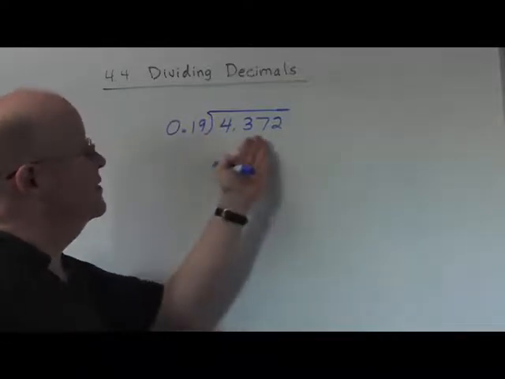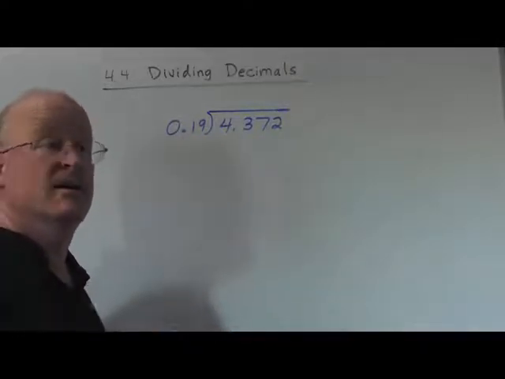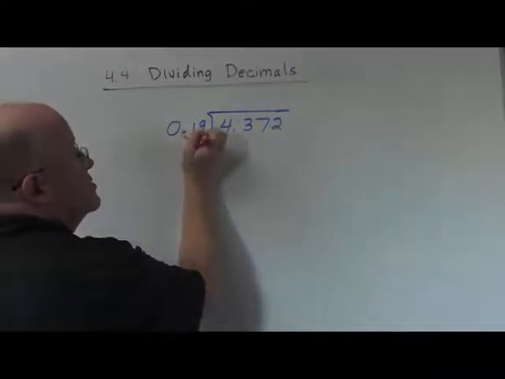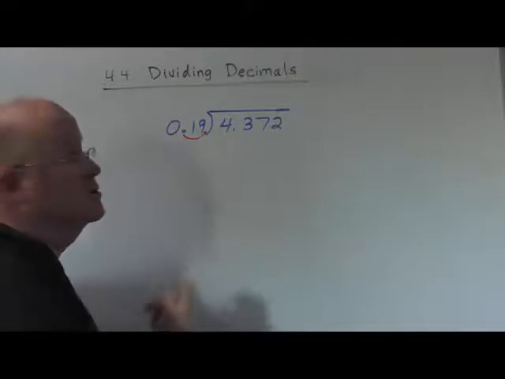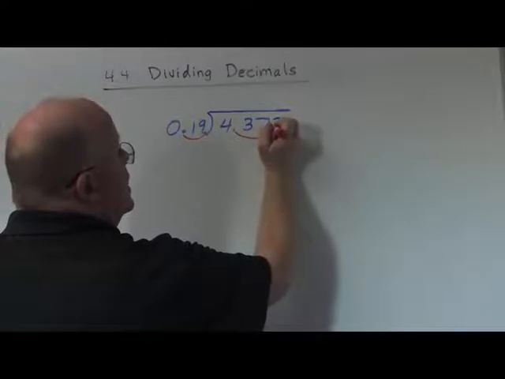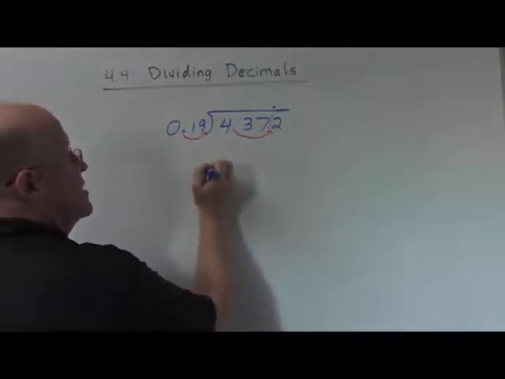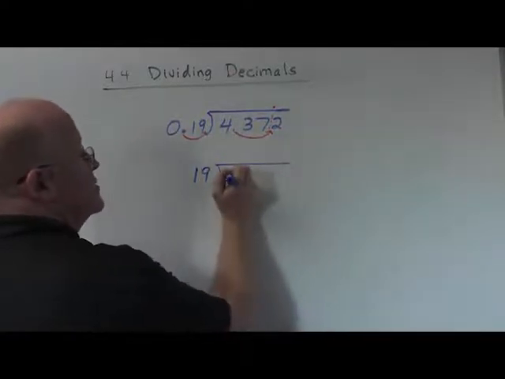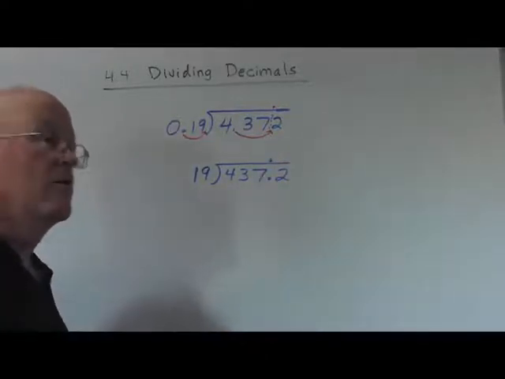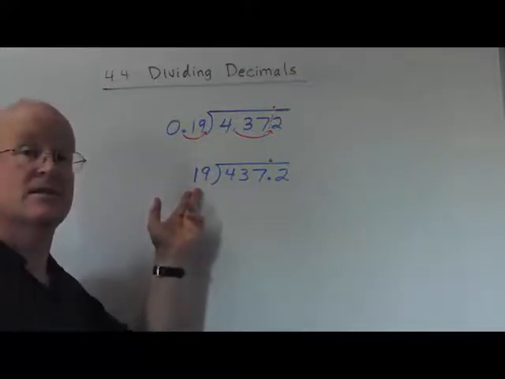Let's raise the bar of difficulty a little bit. We're going to take 4.372 and divide it by 0.19. To begin with, we cannot have this decimal out as our divisor, so we're going to need to multiply by 100, moving that decimal 2 places to the right, and we will do the same thing underneath this division bar, and then we would bring that decimal up. This problem now turns into how many times does 19 go into 437.2. Now, this is not a comfortable number for us.